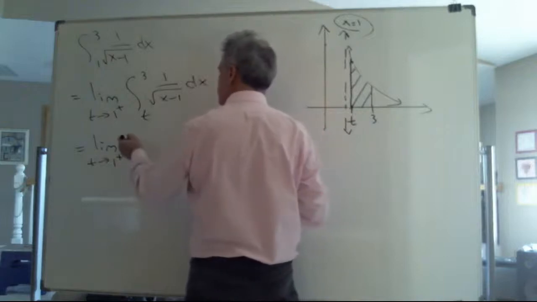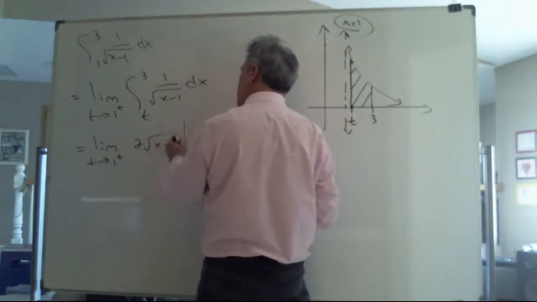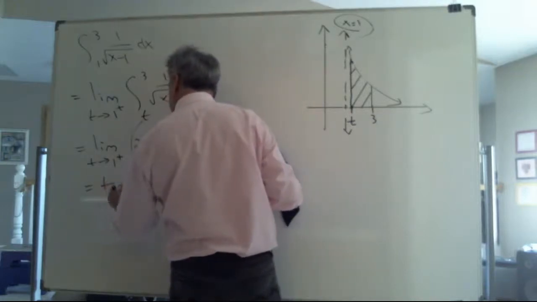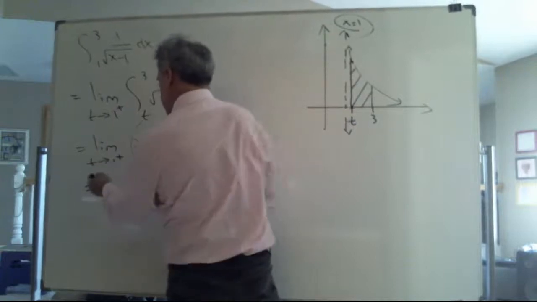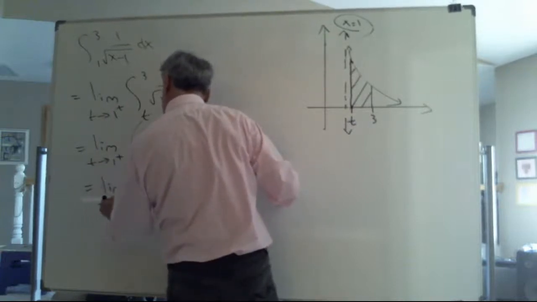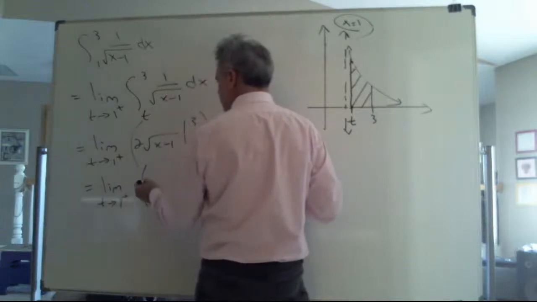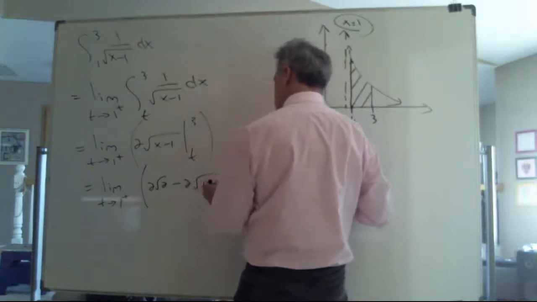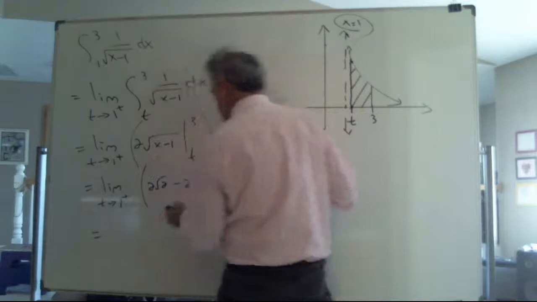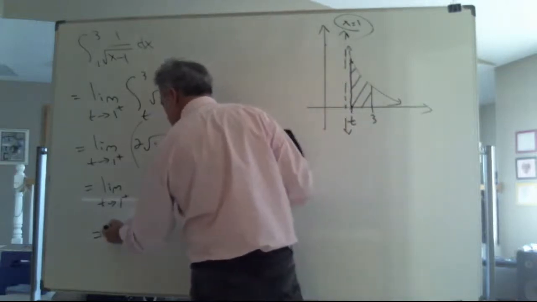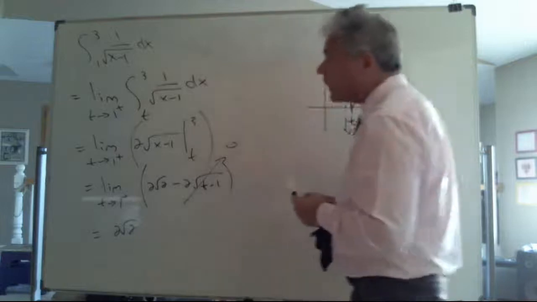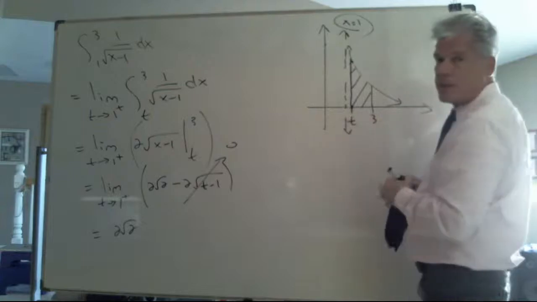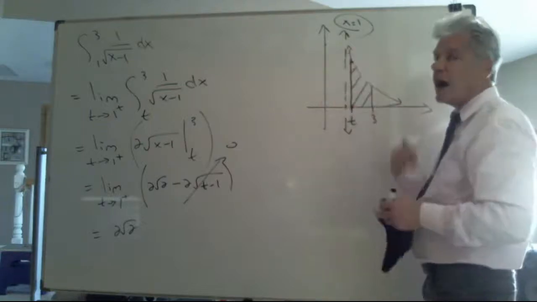That gives me 2 root x minus 1 evaluated from t to 3. But that gives me a limit, which apparently I can't smell. Is that going to be 2 root 2 minus 2 root t minus 1? Now when I evaluate the limit, that second term completely goes to 0, and I'm merely left with 2 root 2. So it is true that the value I came up with the first time around really is the area underneath this curve from 1 to 3, and albeit it's an unbounded region, it has finite area.